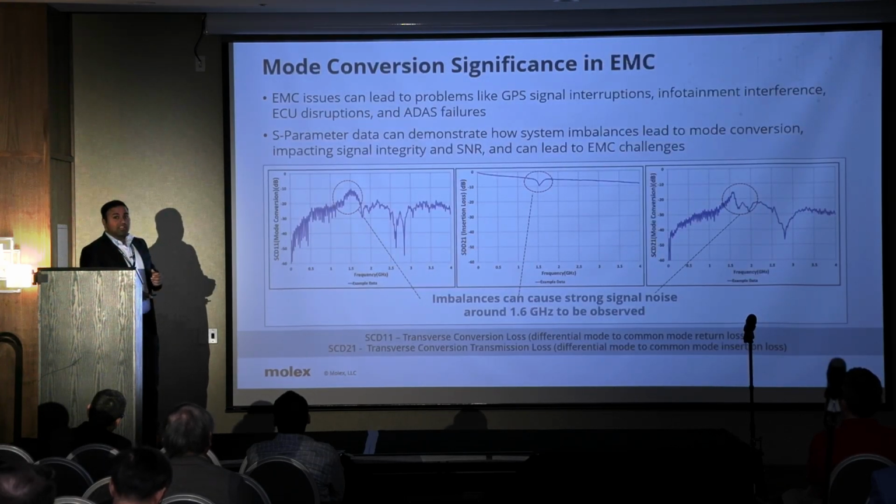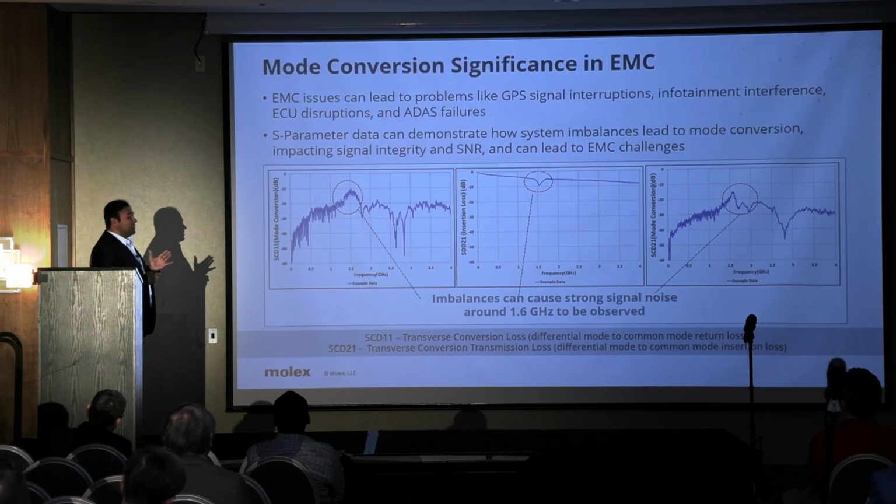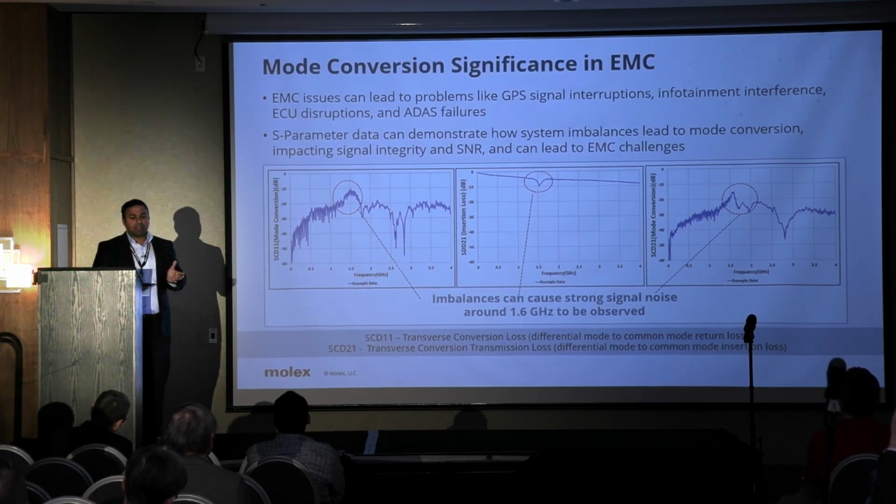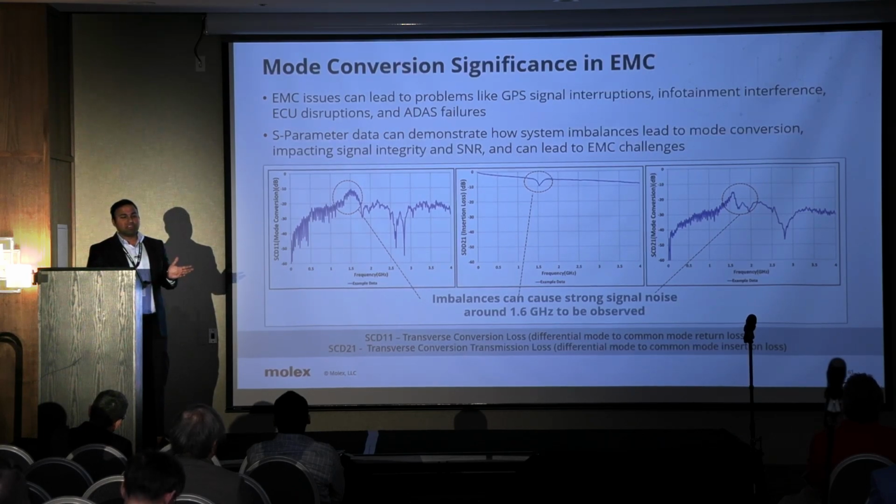So over here is an example of EMC issues, because EMC issues can lead to a lot of GPS signal interruptions, infotainment interference, and ECU disruptions. All these EMC issues can lead to significant problems sometimes.